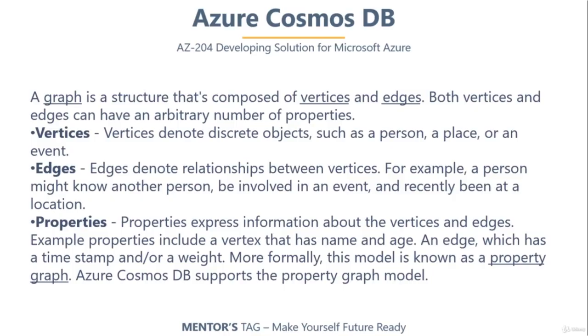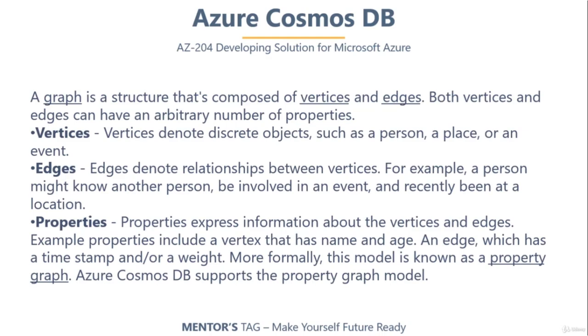Now what is a vertex? A vertex denotes discrete objects such as a person, a place, or an event. And an edge denotes a relationship between vertices. Now logically, a graph is a relational database without a foreign key primary key kind of structure. This graph DB allows you to store a discrete relationship between two different objects.